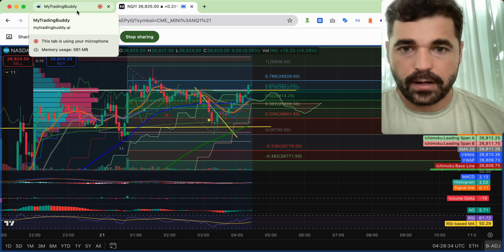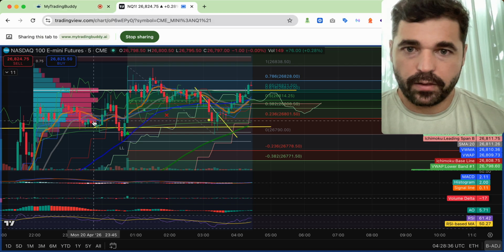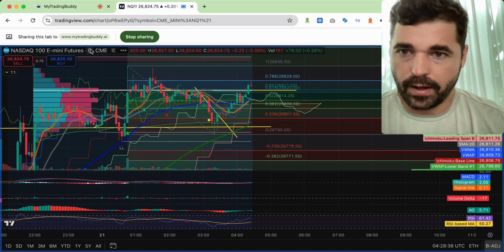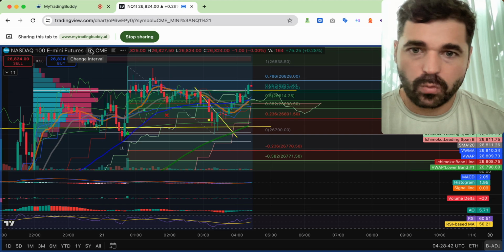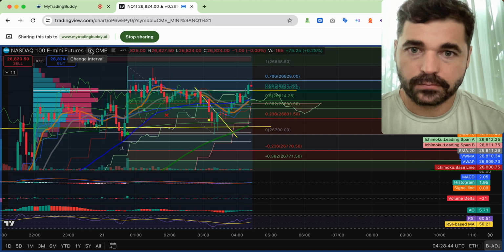Can you analyze my chart and see all the order blocks that are present on the 5-minute, and also any fair value gaps or whatever? Where should I look for a pullback right now?